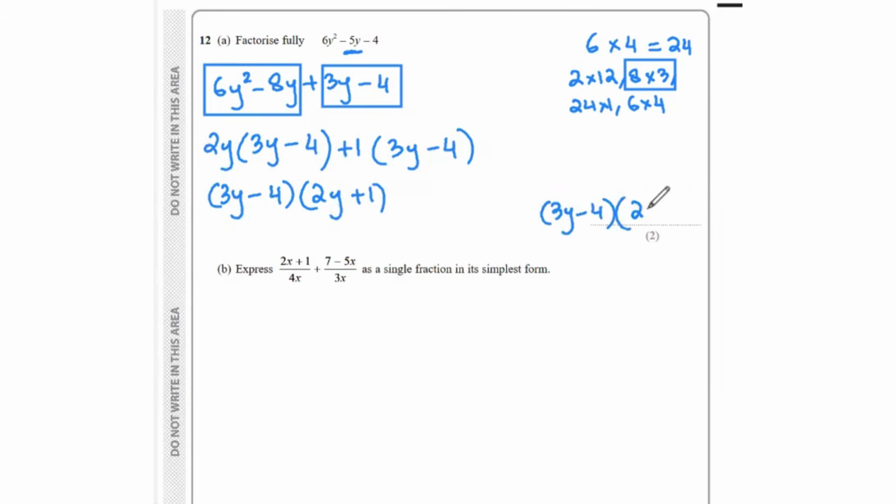In case they were asking you to solve the quadratic equation, then you would put these brackets equal to 0 and find the values of y, which are going to be 4 over 3 and negative 1 over 2. But since it says only factorize, you just stop over here. You don't need to further solve this question.